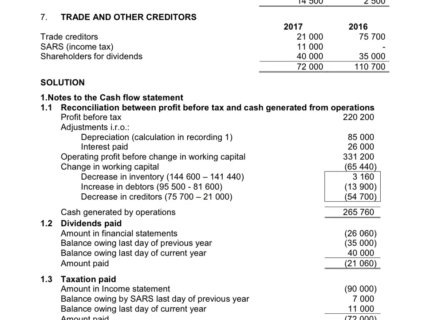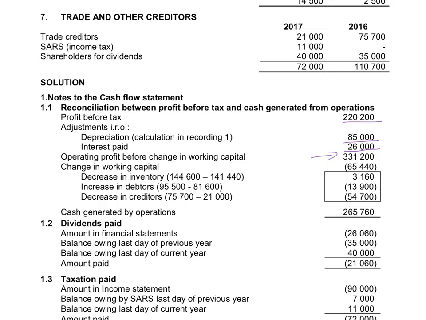We will start with this profit before tax, then the depreciation is not given to us, but we calculated the depreciation in recording 1. So we will use that figure. The interest was given in the income statement as 26,000, and if we add up these three figures, it gives me the total inflow of money as a result of income and deducted expenses.